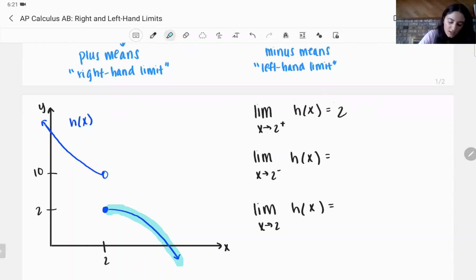Now for the left-hand limit, we start from the left, we trace our curve, and as x gets close to 2, what do the y values get close to? They get close to 10. So that is our left-hand limit.